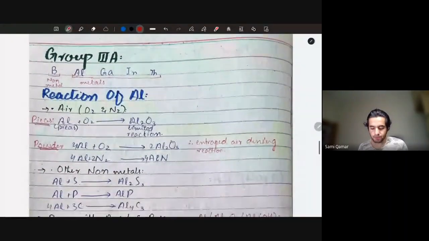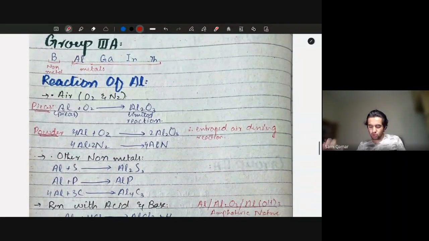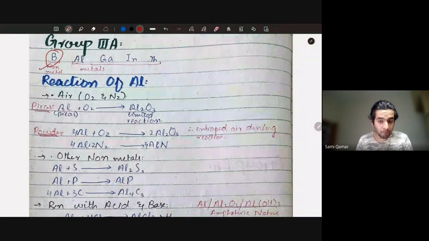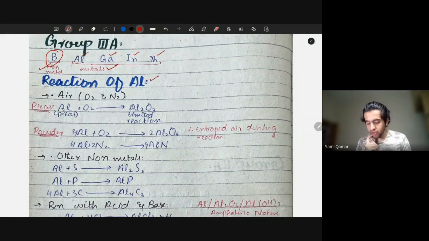Now we get to know about group 3. Although group 3 is not important, let's do it quickly. First is boron, which is a non-metal. At the top, boron is not a metal, while aluminium, gallium, indium, thallium, all these are metals. Only boron is a non-metal. Reactions of aluminium are very important. It will react with oxygen and nitrogen.